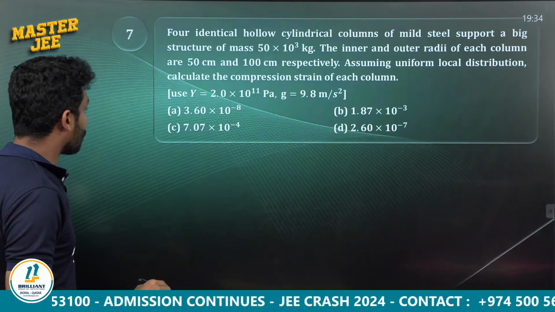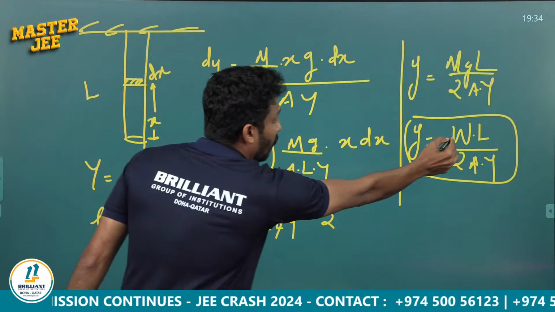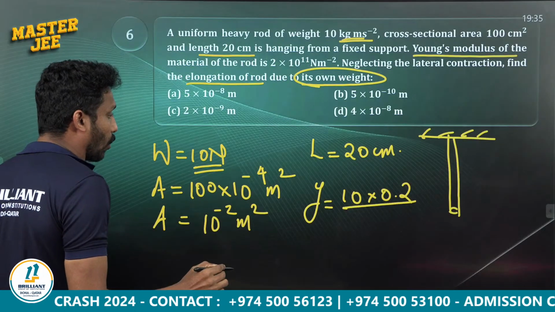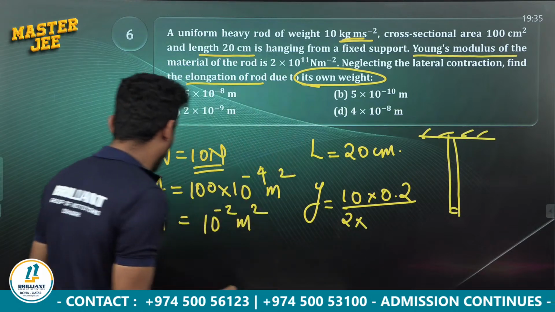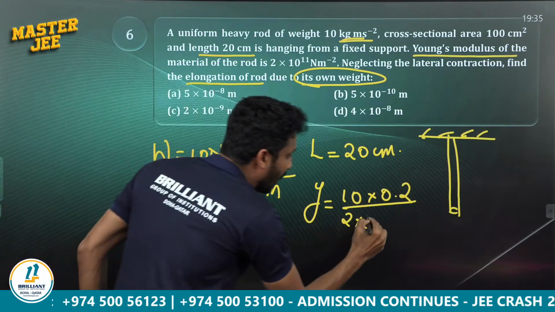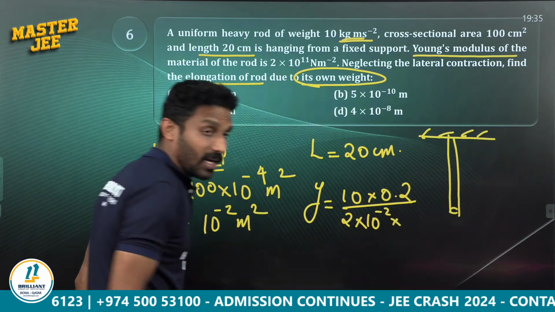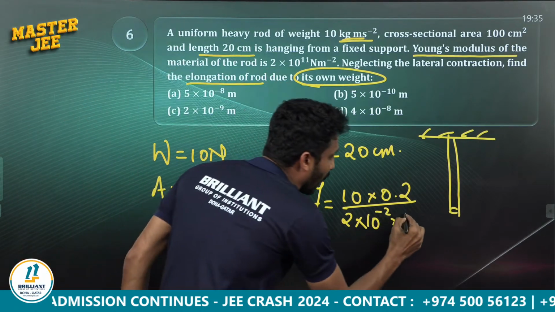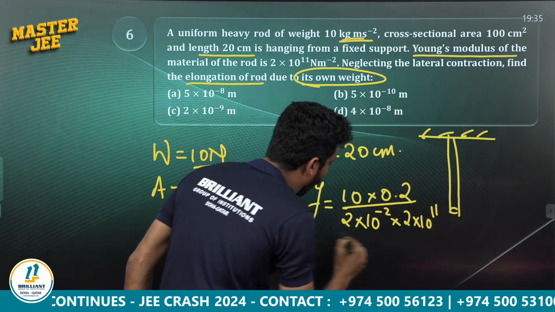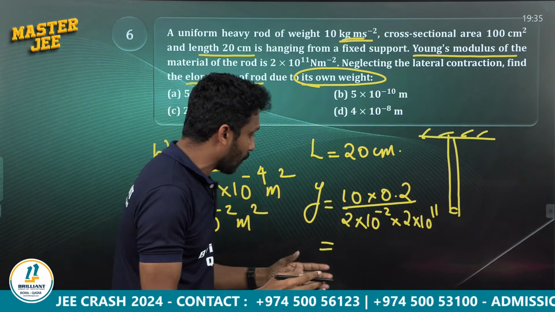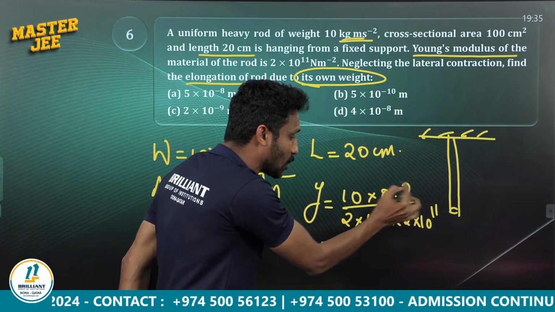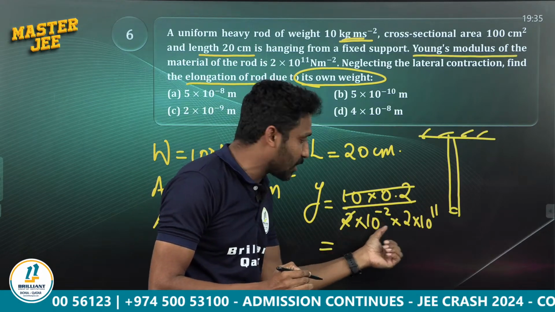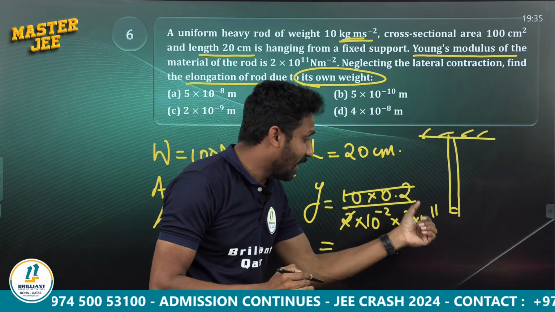Check this: weight, then length, then 2 into area into Young's modulus. What is the area? Area is 10 power minus 2. Then Young's modulus. What is the Young's modulus of the material? 2 into 10 raised to 11. Calculate it, and we will get the answer. This is 10 into 0.2, that is 2. This 2 by 2 is cancelled. Then 10 power minus 2 into 10 power 11 is 10 power 9.